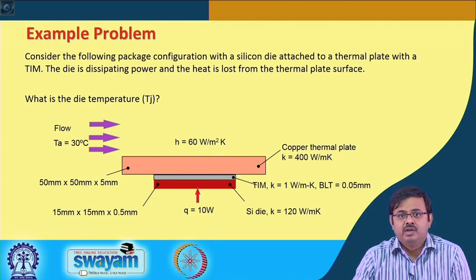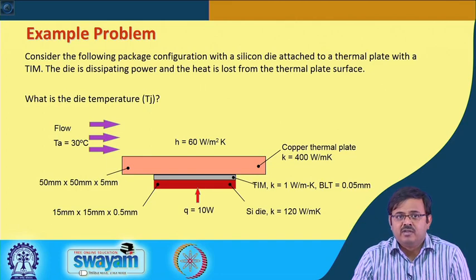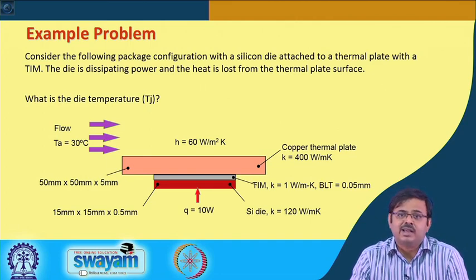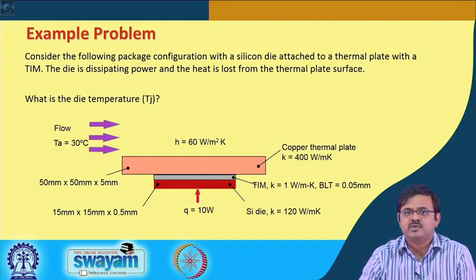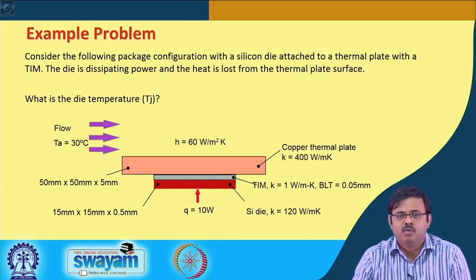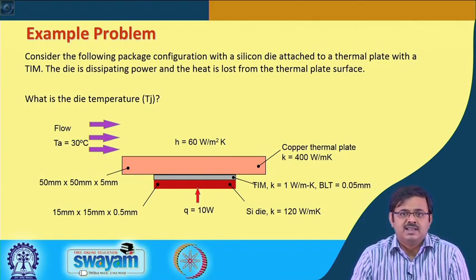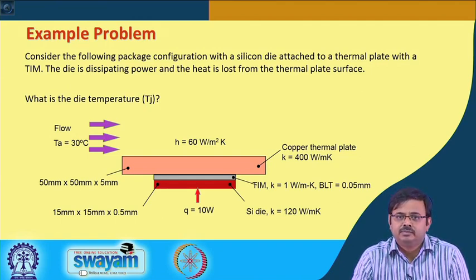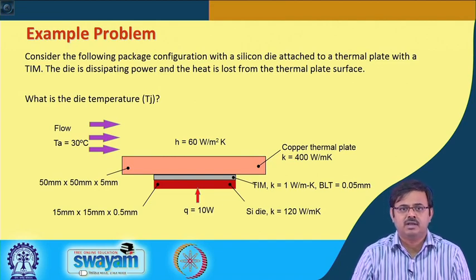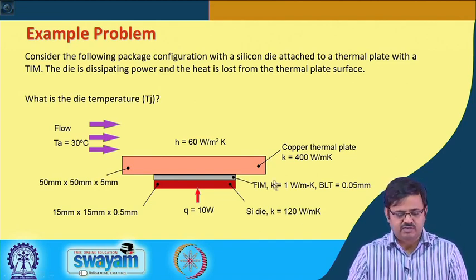Okay. Also pay some attention to the units that we are talking about. Thermal conductivity units is watts per meter Kelvin. Convection coefficient unit is watts per meter squared Kelvin, and it directly comes from the expressions. Q, which is in watts, is H A delta T or K A delta T over L. So accordingly you can work out the units. All right. So the configuration is as follows. It is a silicon die attached to a thermal plate which is copper, 50 mm by 50 mm by 5 mm.